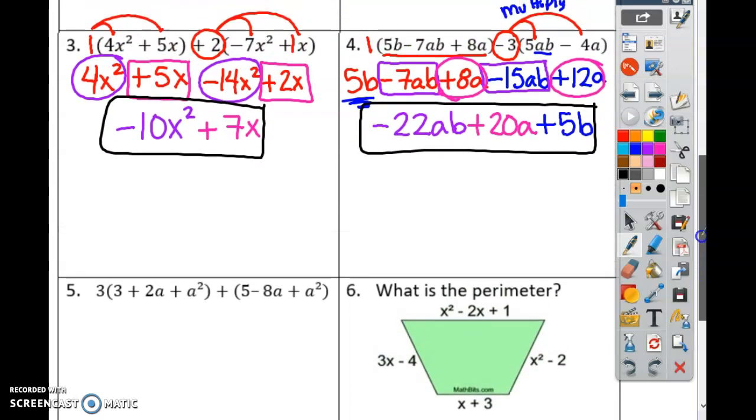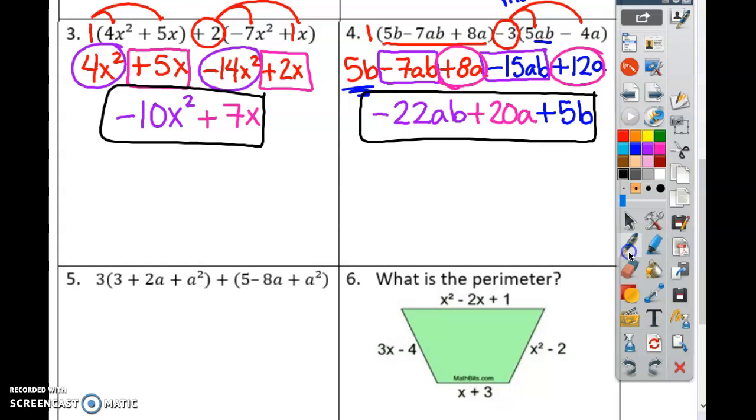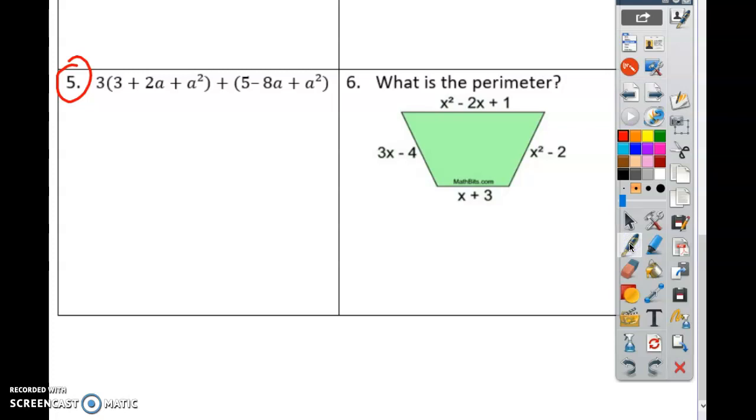Let's pause the video. I want you to do number 5 by yourself. Pause the video right now. Do number 5 and then see if you got it right. Okay, you should have paused the video and so I'm going to do the problem right now.